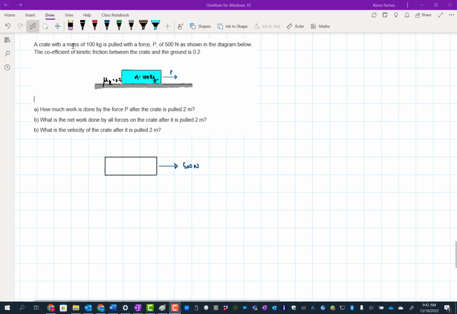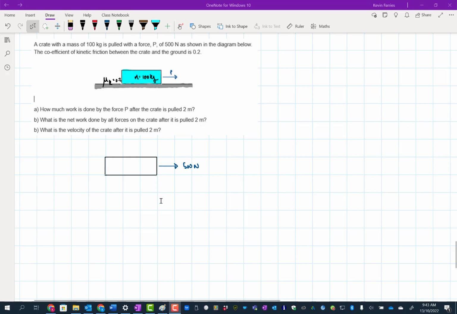In this problem, we've got a crate with a mass of 100 kilos getting pulled by a force P of 500 newtons. So this is 500 newtons. And the coefficient of kinetic friction between the crate and the ground is 0.2. So I just added that on. It's asking us how much work is done by the force P, what's the net work done by all the forces when it's pulled 2 meters, and the velocity of the crate after it's pulled 2 meters.